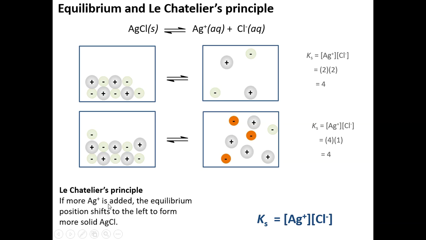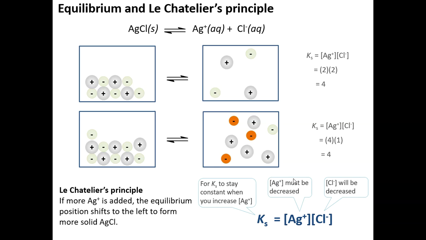From Le Chatelier's principle, as you add more silver ions, the equilibrium position is going to shift to the left to form more solid silver chloride. So for Ks to stay constant, when I increase the Ag+, the Ag+ needs to be decreased to try and get rid of that increase. But if I decrease the Ag+, I am also going to be decreasing the chloride ion concentration. So I hope that makes it more understandable.